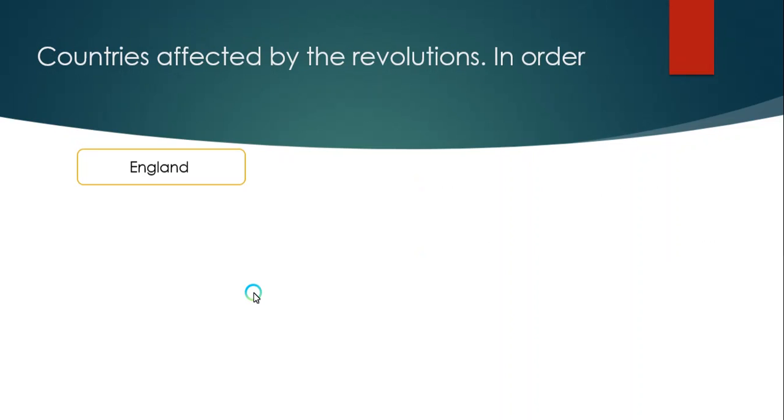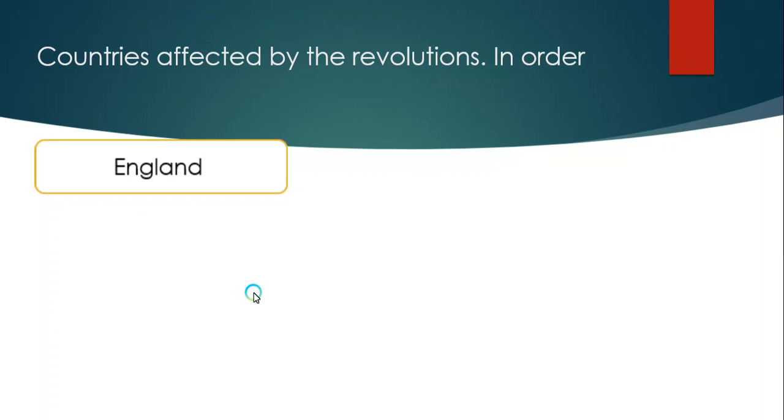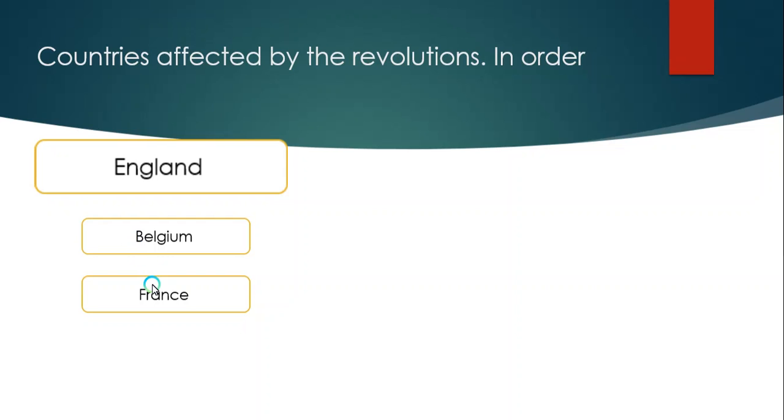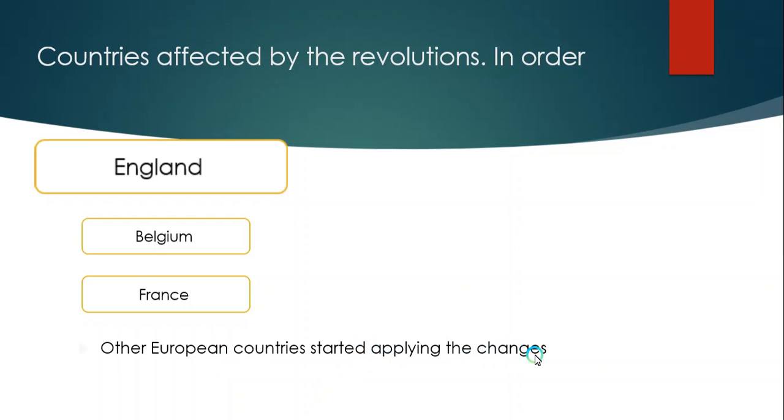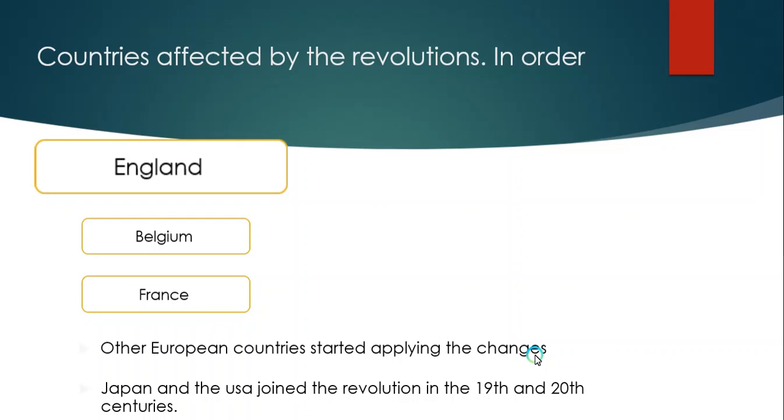At the end, the countries affected by the revolution, in order. The first country is England. As you look here, it is the first one. The second country affected by the revolution is Belgium. And the third one is France. After those three countries, you can find other European countries starting to apply the changes. And at the end, Japan and the USA joined the revolution in the 19th and 20th centuries.